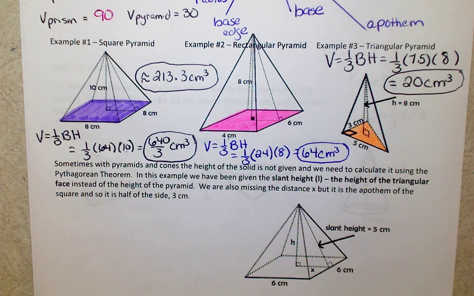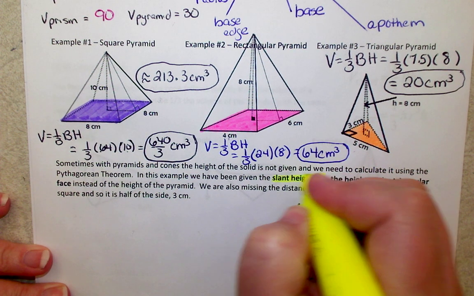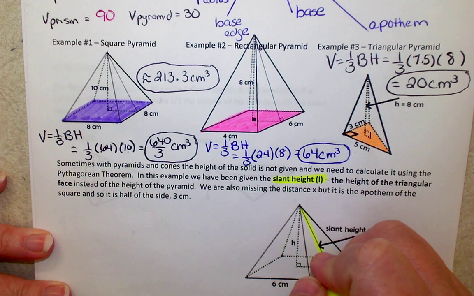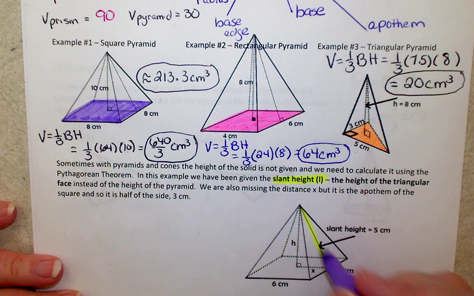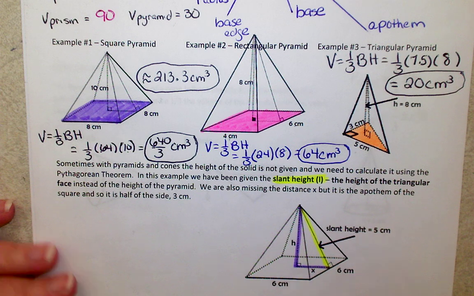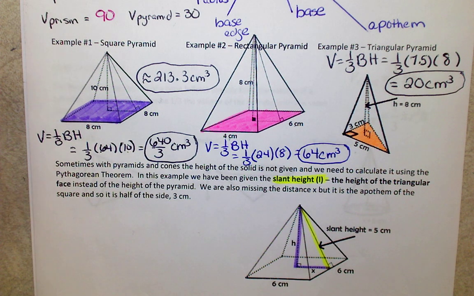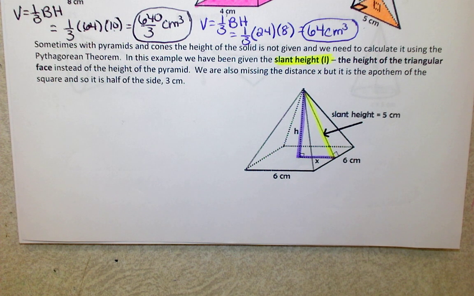All right, so in examples 1, 2, and 3, the height of the pyramid was given to us. But that's not always going to be the case. Sometimes we'll end up with diagrams where they give us the slant height, which is right here, and we have to use that slant height to find the height of our pyramid. Okay, so if you notice right here with the slant height, if I connect that to the height and the apothem, I get a right triangle. Okay. So we can use those 3 pieces together and find the height of our pyramid.